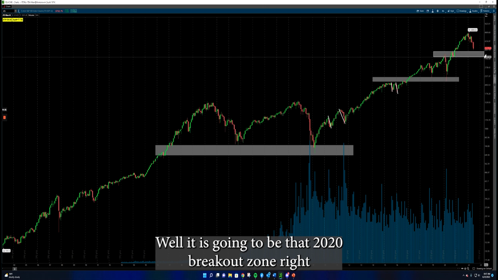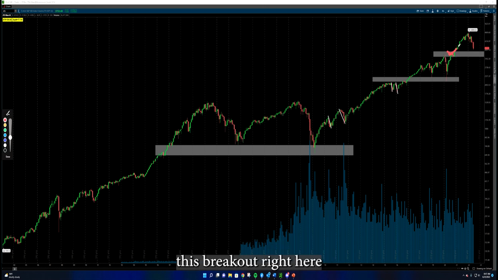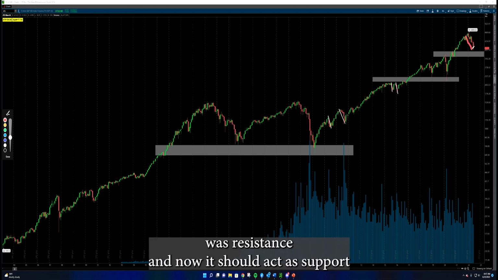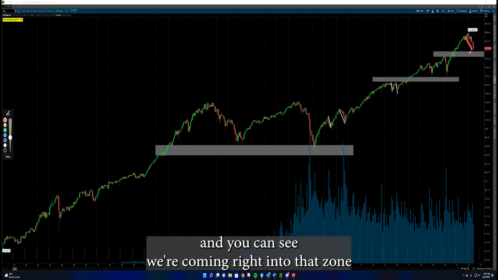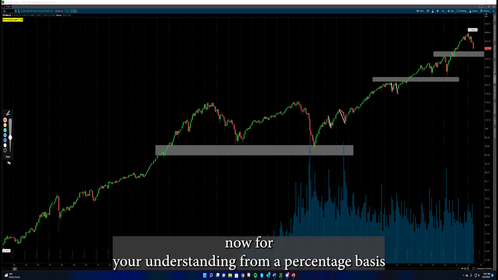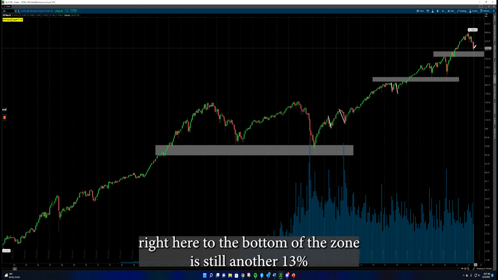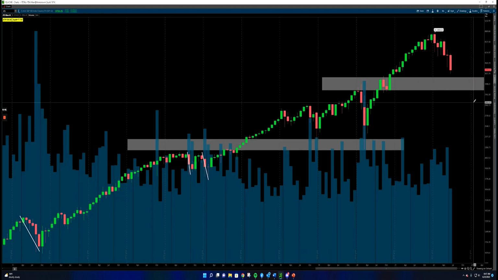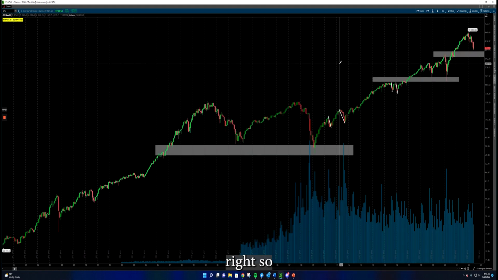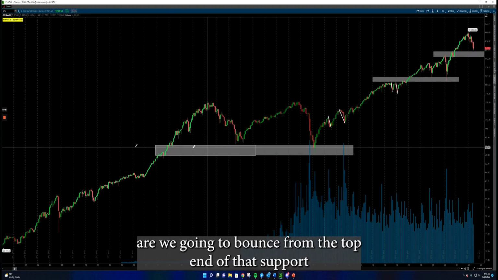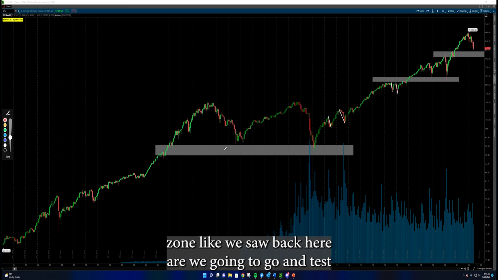Well, it is going to be that 2020 breakout zone, right? This breakout right here was resistance, and now it should act as support. And you can see we're coming right into that zone. Now, for your understanding from a percentage basis, right here to the bottom of this zone is still another 13%, right? So are we going to bounce from the top end of that support zone like we saw back here?